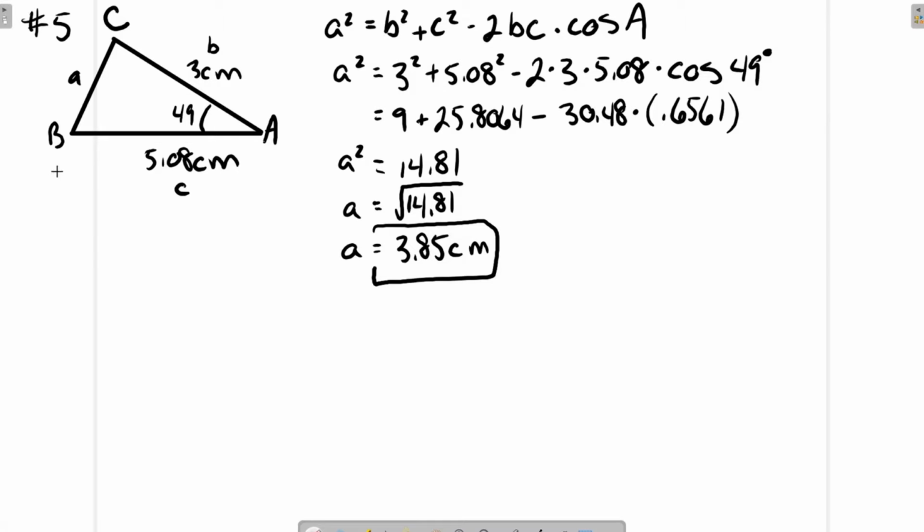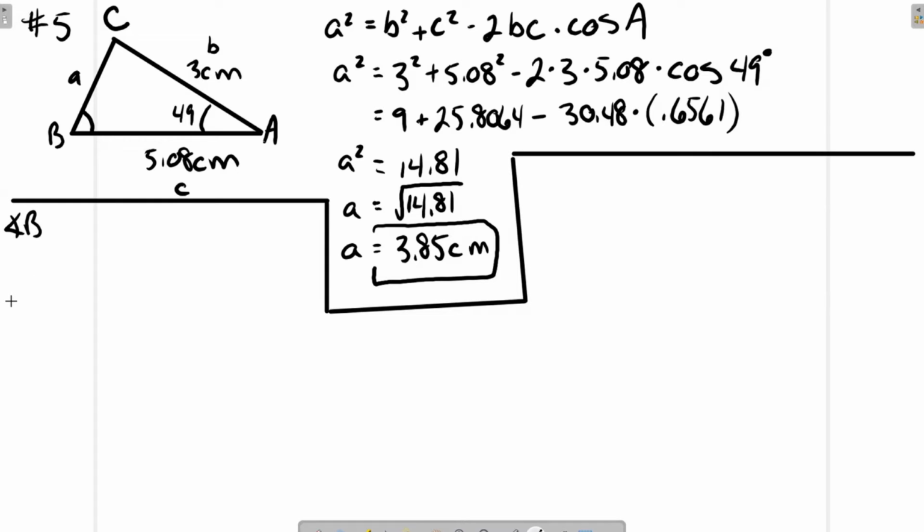Now let's go ahead and tackle one of the angles. So let's look at angle B. Okay, so angle B is equal to the arc cos of B squared minus A squared minus C squared, all of that divided by negative 2AC. So that's the formula, sort of the reworking of the cosine formula. Now we'll go ahead and substitute in some numbers.